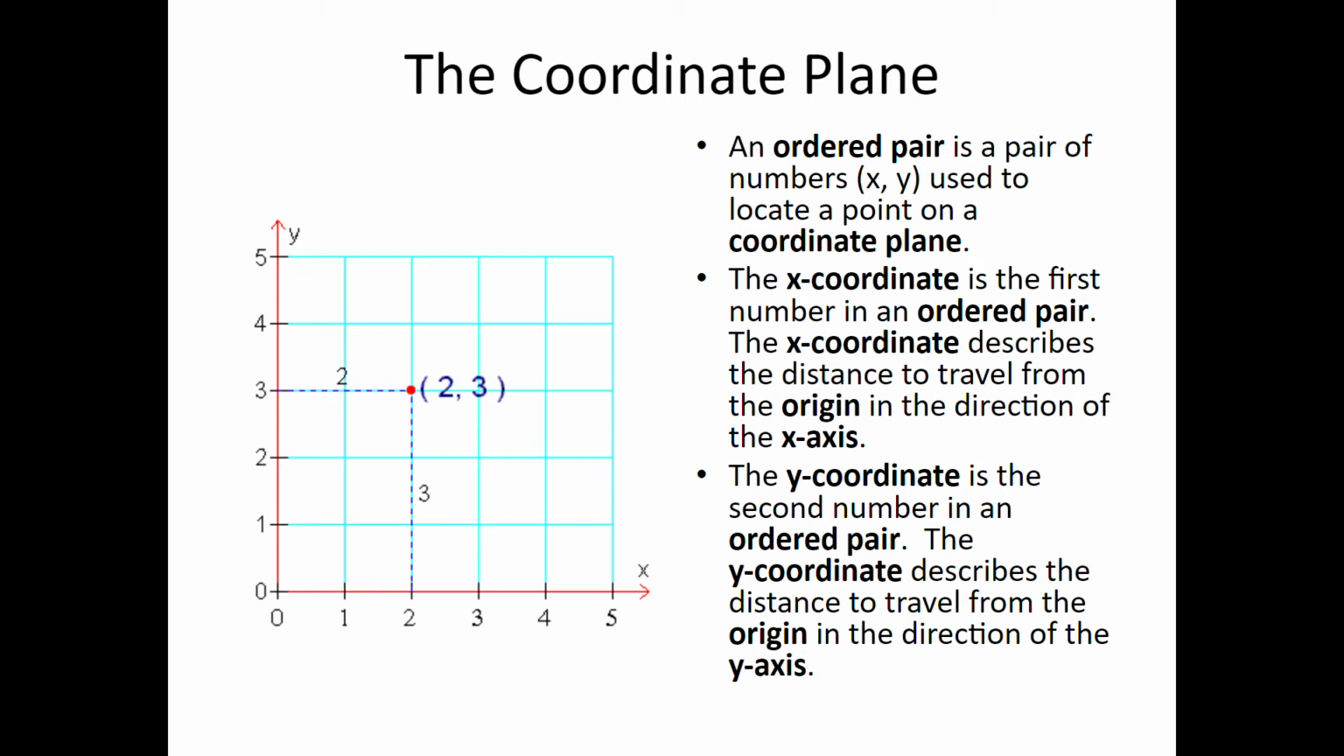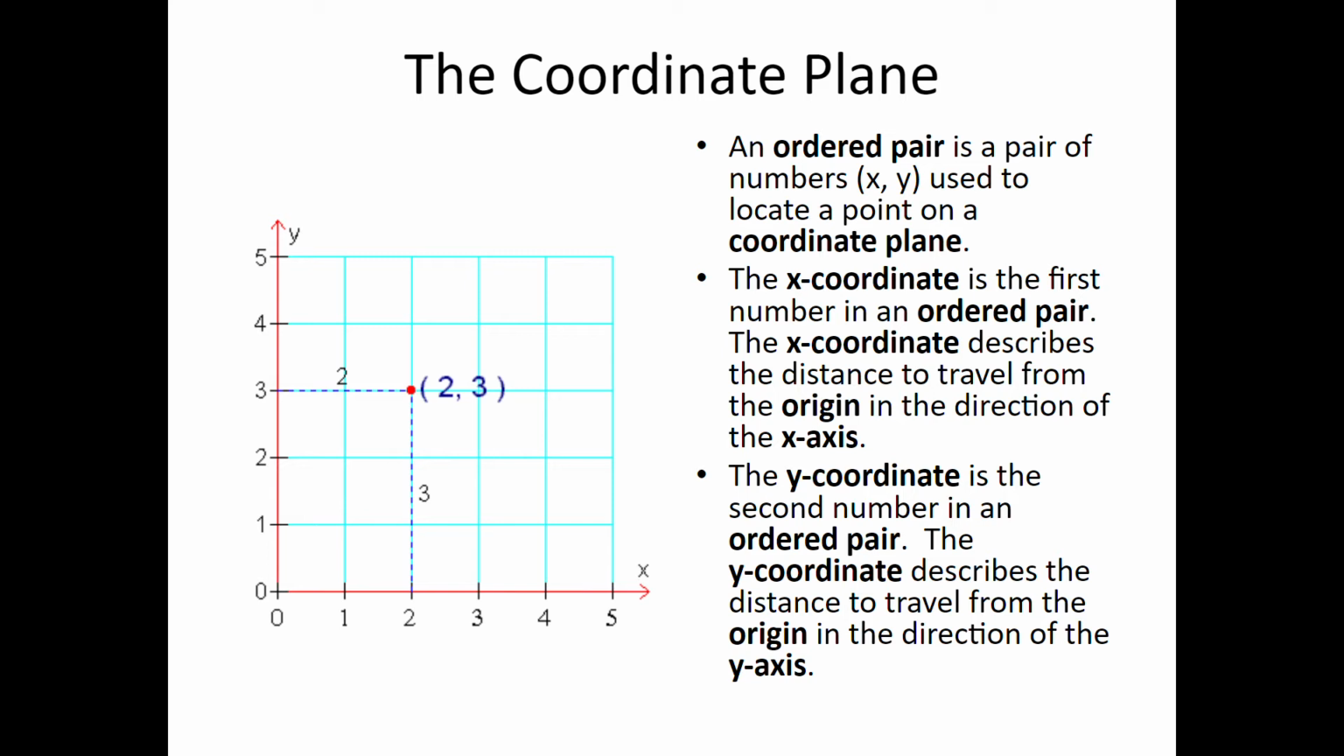The x-coordinate is the first number in an ordered pair. The x-coordinate describes the distance to travel from the origin in the direction of the x-axis. So, again, in the ordered pair 2, 3, the x-coordinate would be 2 because the x-coordinate is the first number in an ordered pair. You'll need to know that for your test.